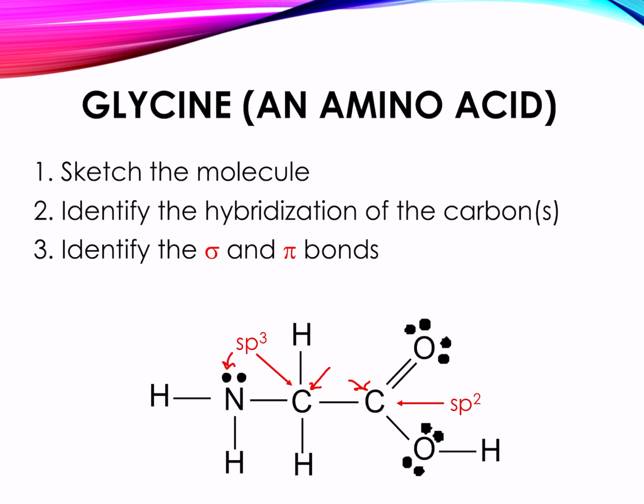And we can look at the oxygen, this alcohol oxygen. It has 4 areas of electron density. It has 2 single bonds and 2 lone pairs for a total of 4 areas of electron density. So this oxygen is also sp3. Okay, and then it says, identify all the sigma and pi bonds. So anywhere you see a single bond, that is going to be a sigma bond. The only one that's different is the double bond here on this oxygen, and that is going to be made up of 1 sigma and 1 pi bond.